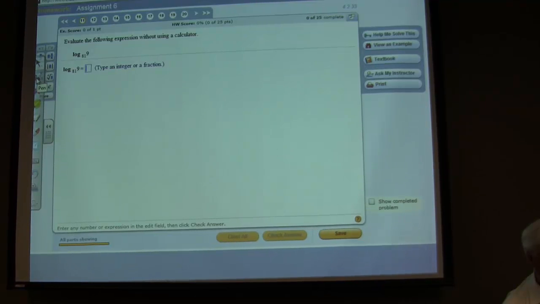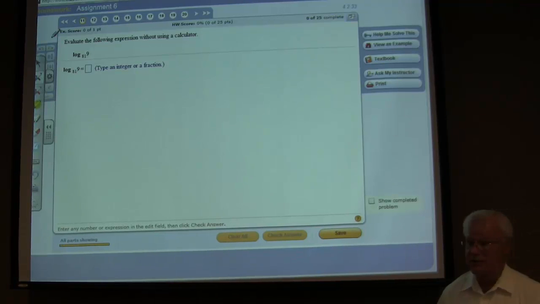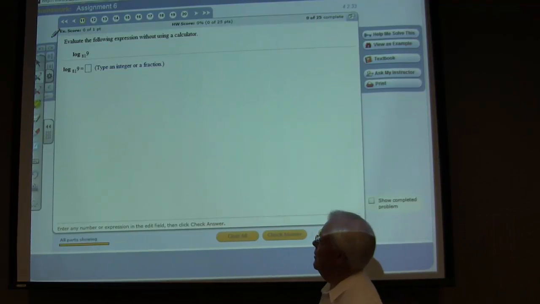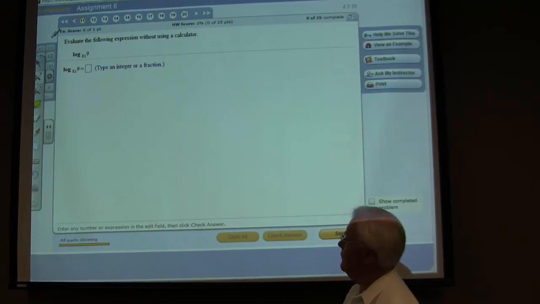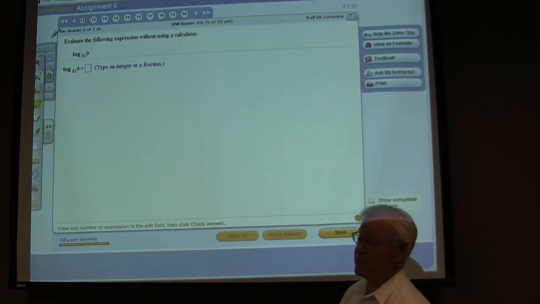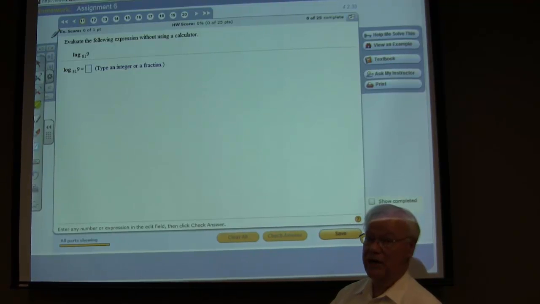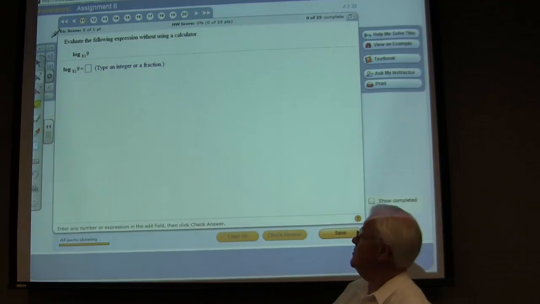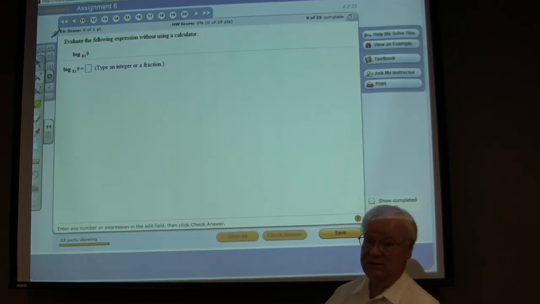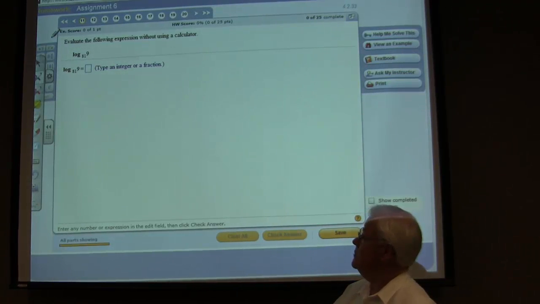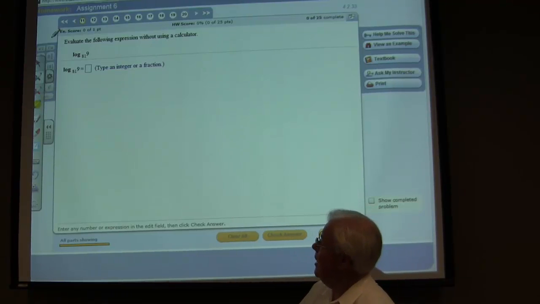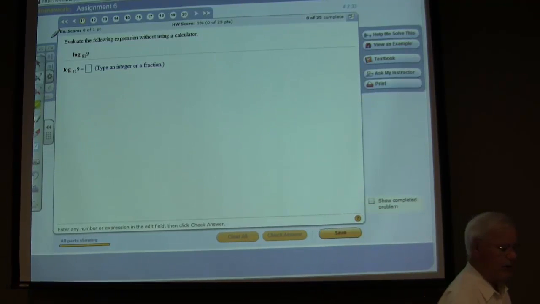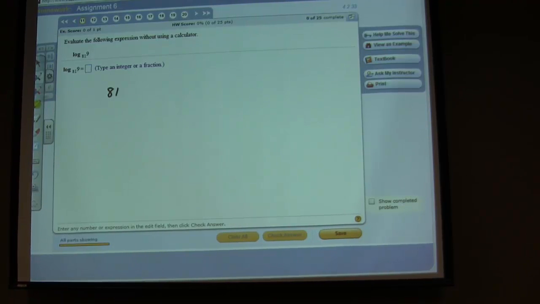All right, so let's look at this one. Evaluate the following expression without using a calculator. Well, they gave us a log base 81 of 9. First of all, what are we looking for? We're looking for an exponent, because a log is an exponent. Our base is 81. So 81 to what power equals 9? Well, we can rewrite this as 81 to the x power equals 9.